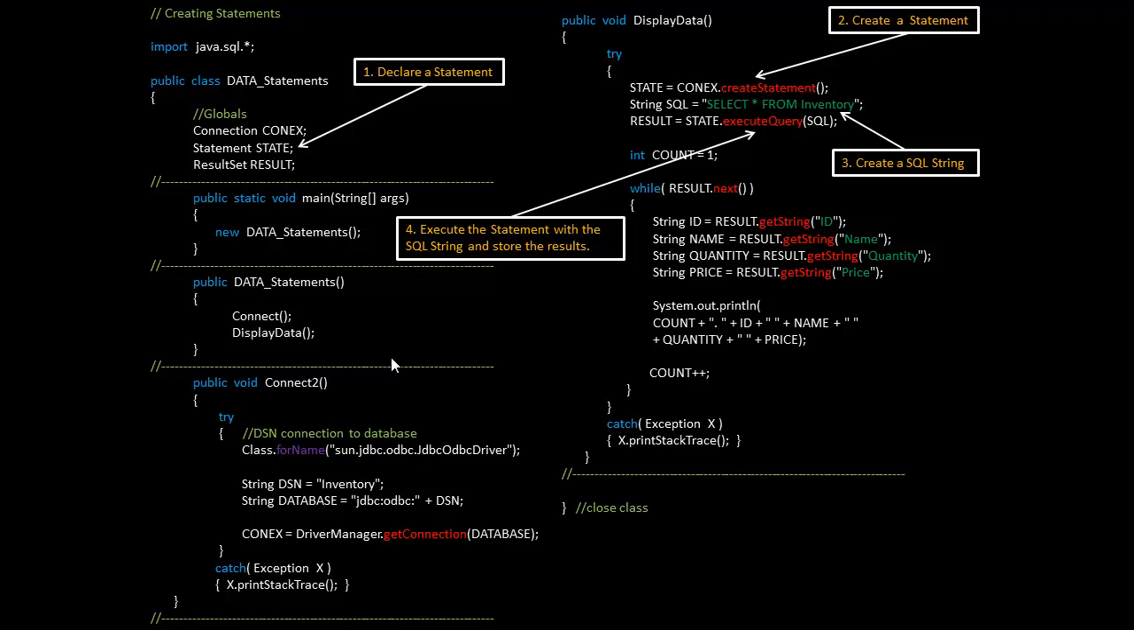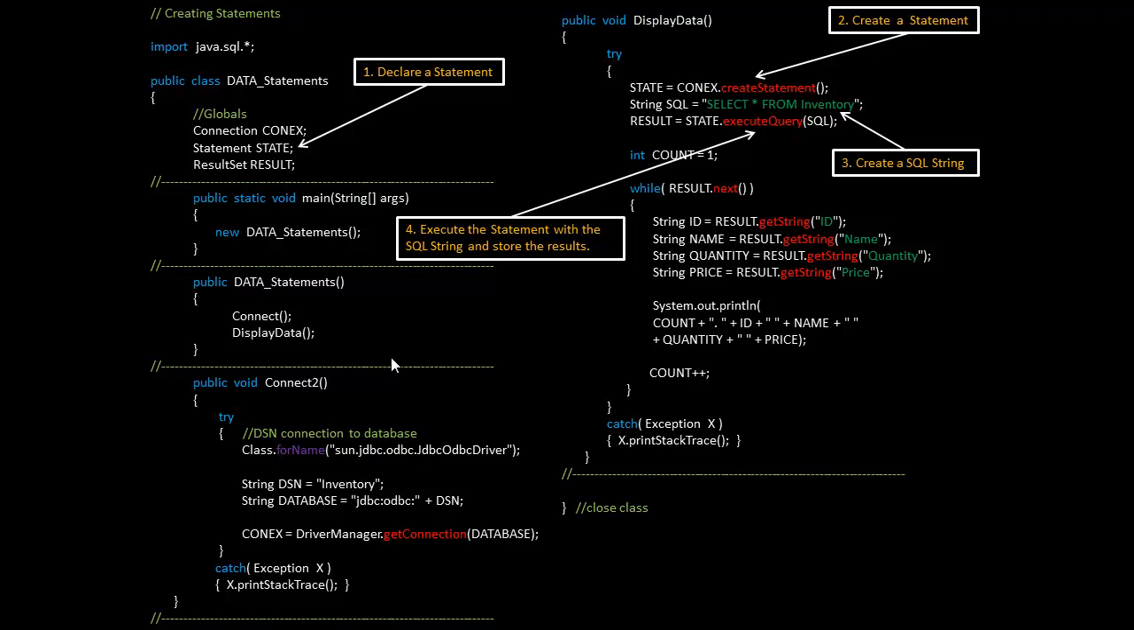Fourth, we want to execute the statement with the SQL string and store the results. This is sort of like a command object if you're used to programming things with the .NET framework or MFC projects. And we're going to call the method executeQuery on our statement object, passing in the SQL string as an argument or a parameter. And we're going to assign the return value to our result set object. If you look over there at the top of the class in globals, we're declaring a result set object called result.